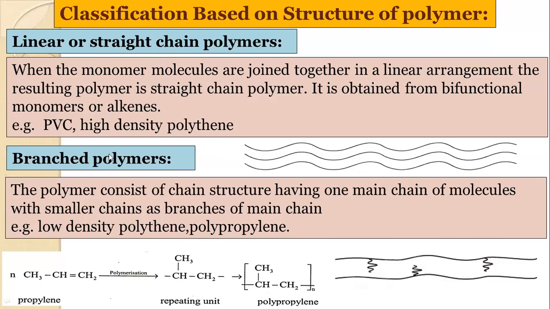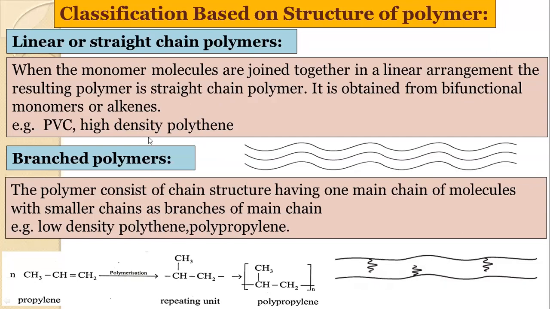As the name itself suggests, these polymers have some branches. Means there is one main chain and other chains are branches. The example of this polymer is low density polythene. High density polythene is a linear polymer and low density polythene is a branched polymer.